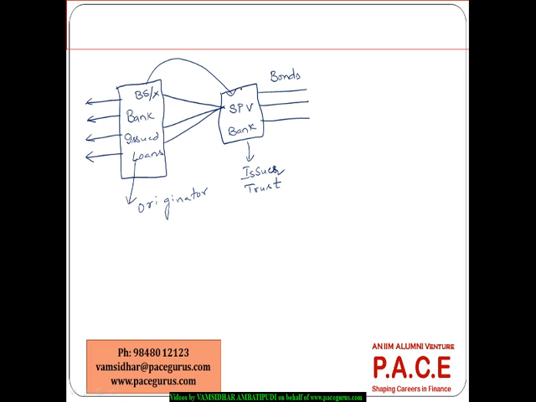And this SPV as a word itself is special purpose vehicle. So this is created exclusively for purchasing the loans from the bank and issuing bonds out of those assets. So purely, its purpose is only for that much. And it has created the bonds which are called asset-backed securities and sold them to the investors.